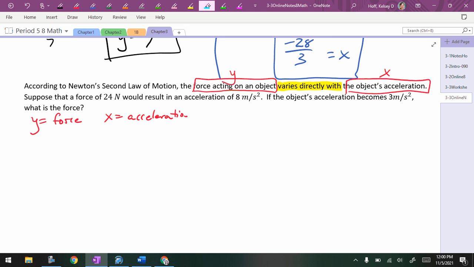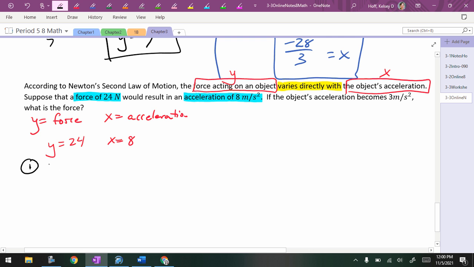Suppose that a force of 24 newtons results in an acceleration of 8 meters per second. Wait a minute, we just said force was what? 24. What did we say force was? Y. So really, they tell me I have a y value of 24, and an acceleration of 8. Acceleration is x equals 8. Every other problem we had an x and a y, we could write the direct variation equation, the first part of this. So let's do that.